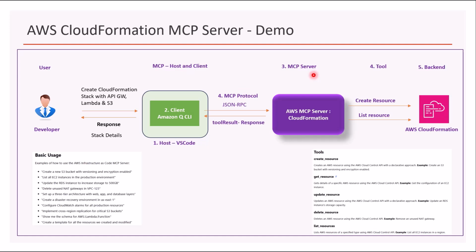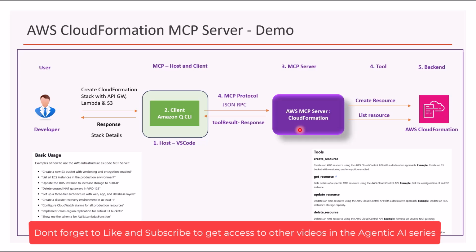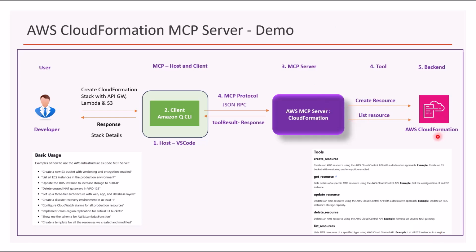Next, we're going to install the AWS MCP CloudFormation server, and we're going to deploy this server that has been created by AWS on our local laptop. So when the developer asks any questions using natural language, this MCP server is going to translate that natural language query from the developer into API calls and interact with the AWS CloudFormation service. Now let's understand this through an example.